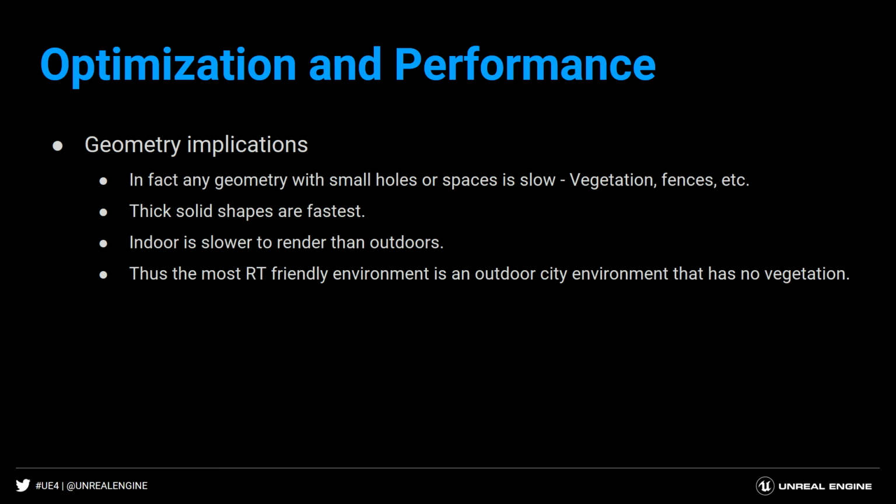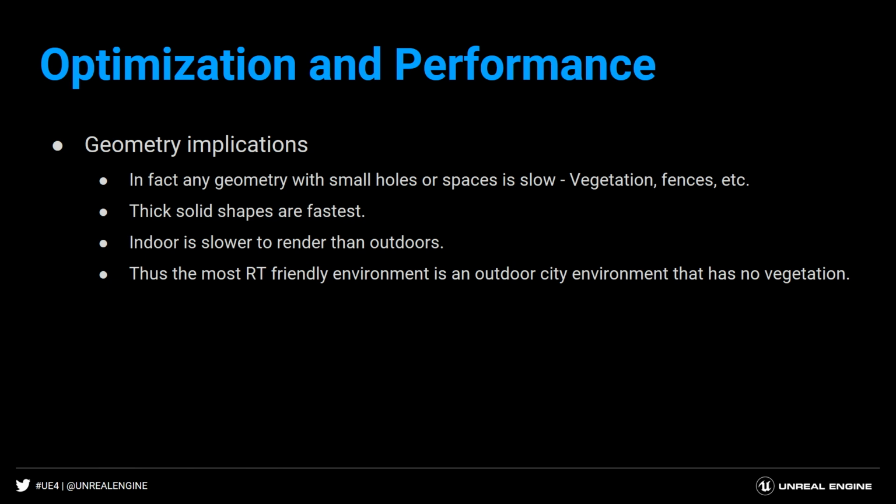Geometry as well has some specific implications when working with ray tracing. If you have any geometry with small holes or small spaces, it is going to render slower. A fence is going to render slower in ray tracing than a pillar or something. Because as the rays will go through, they will have to pass through the holes in the geometry. As the ray goes through, it needs to consider the nearby geometry and it needs to sample those polygons and that information, that is slower. So fixed solid shapes are the fastest. Architecture will render the best because it's thick and solid.